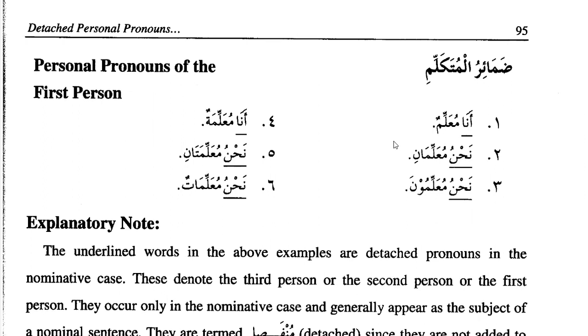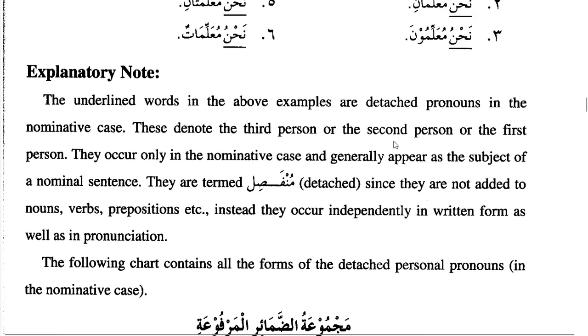Personal pronouns of the first person, dhamirul mutakallim. Ana mu'allim. I am a teacher. For the male, nahnu mu'allimani. We are teachers. Nahnu mu'allimun, we are teachers, more than two. Ana mu'allimatun. I'm a teacher. Nahnu mu'allimatani. We both are teachers. Nahnu mu'allimatun, we are teachers. Next student.